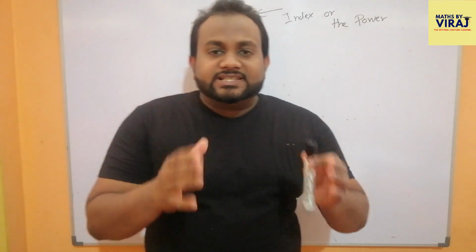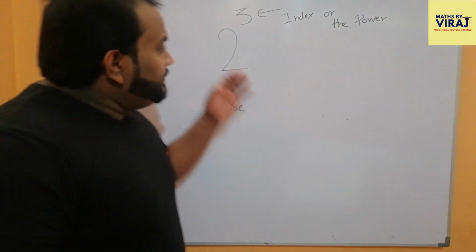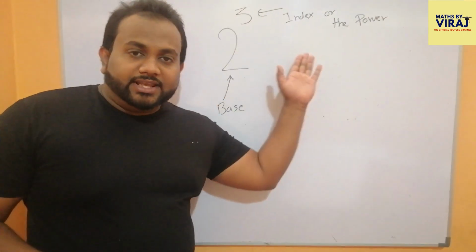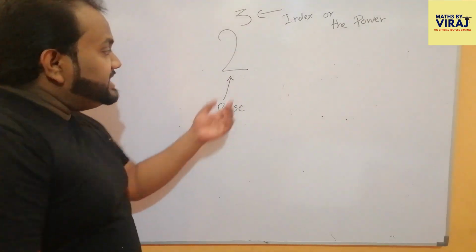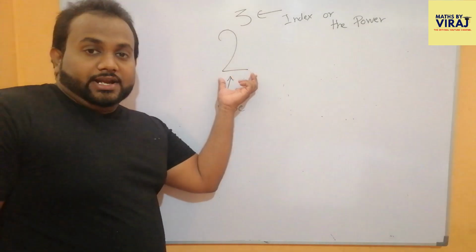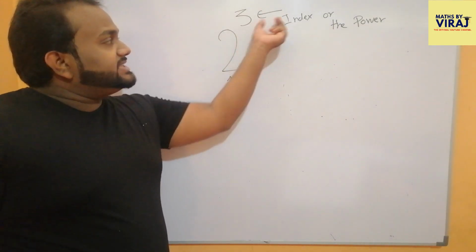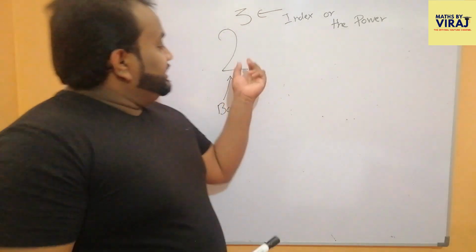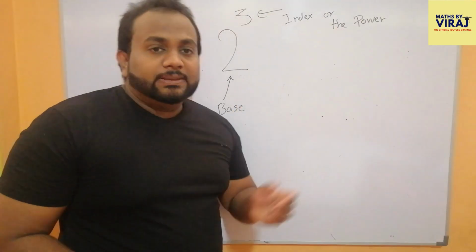Children, from the basics we start to learn what indices are. Now if you look at the board, I have written 2 numbers, 2 and 3. When the numbers are written in such a way, we say that 2 is the base, and 3 is said to be the index or the power.